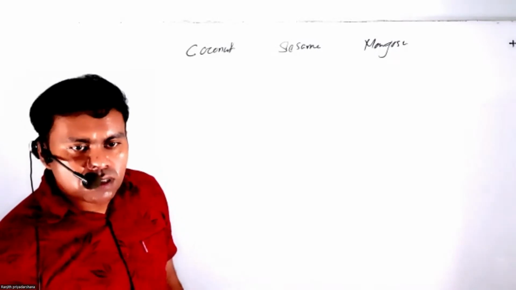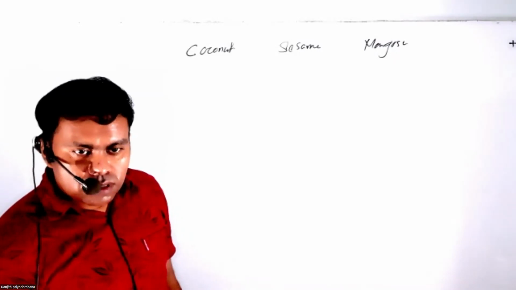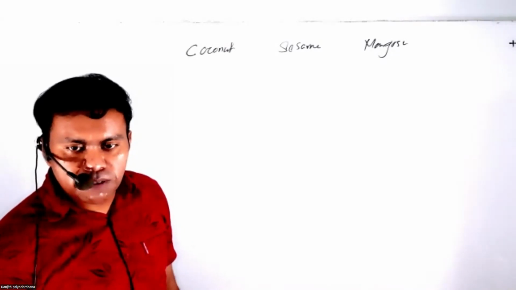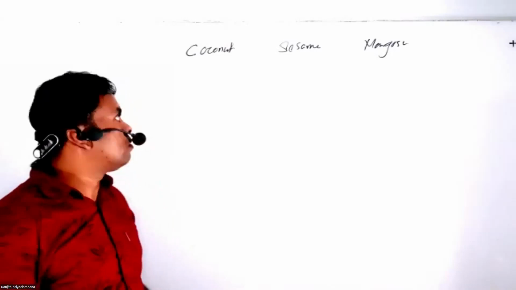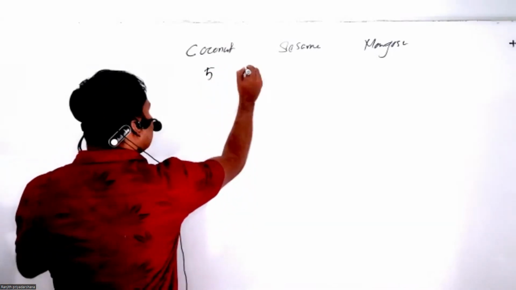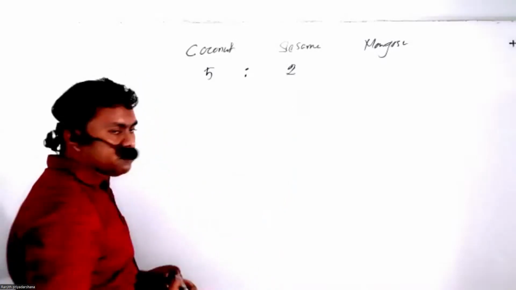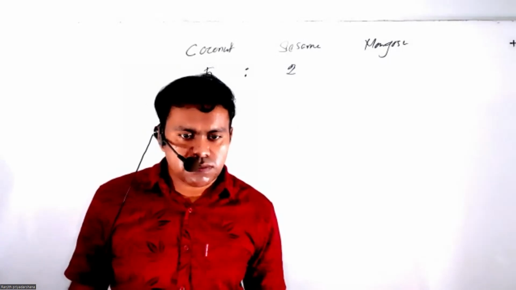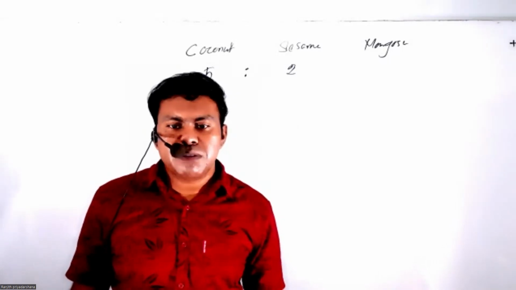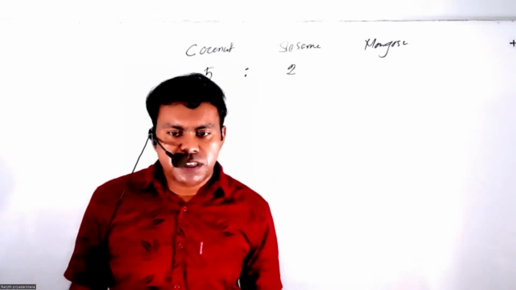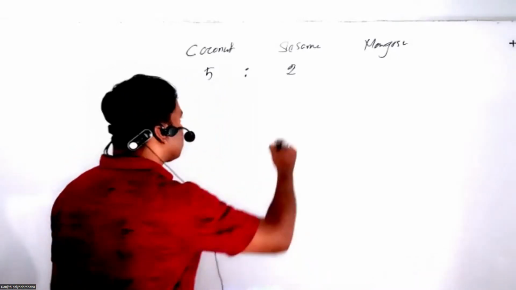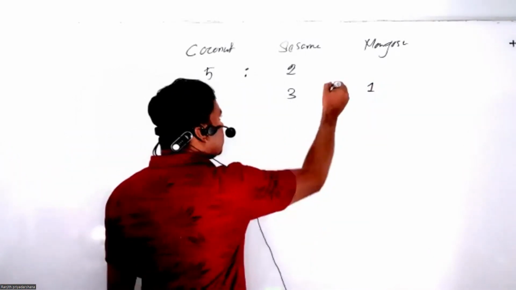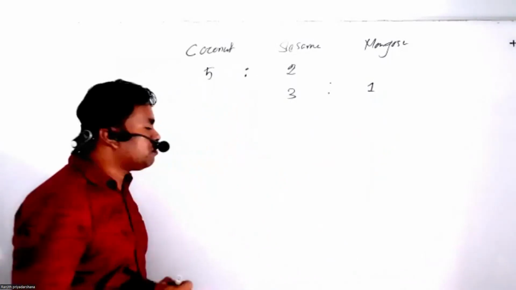First, coconut oil and sesame oil combined together in the ratio of 5 to 2. Then another ratio is given: sesame and margosa, combined in the ratio of 3 to 1. Right. Okay. So we have to take a common ratio for all of them.